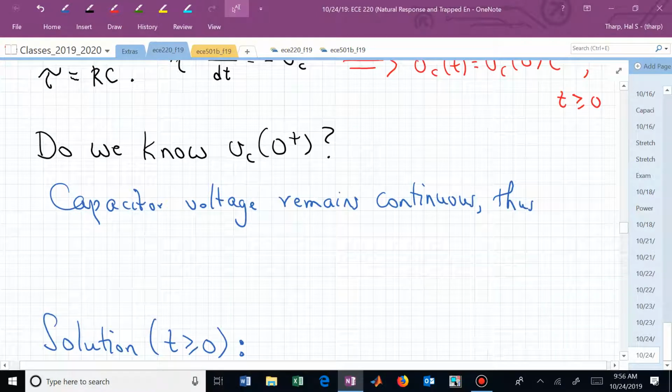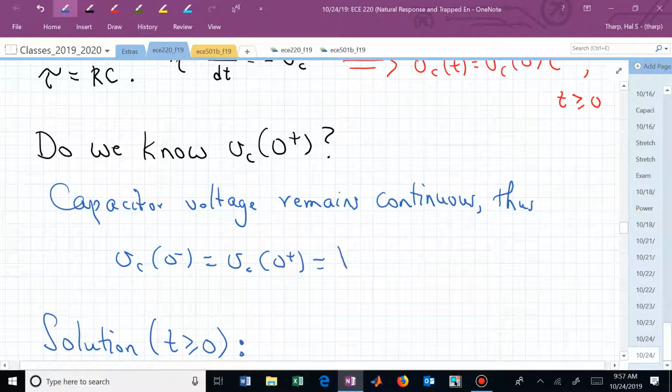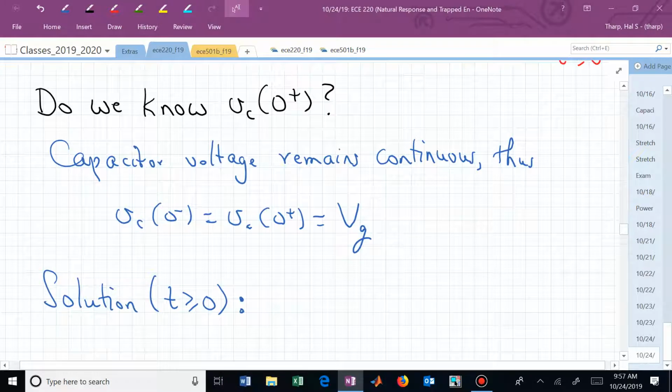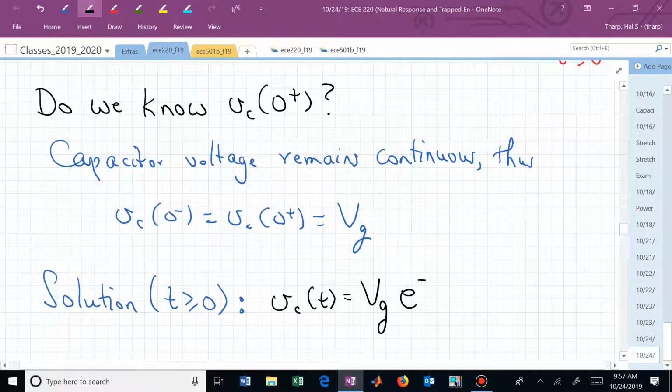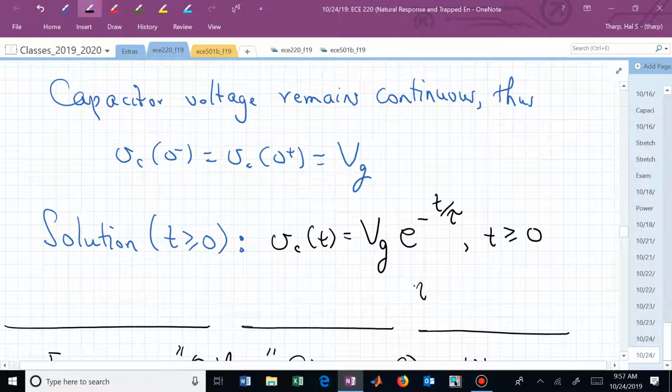Thus, we can say v sub c of 0 minus is equal to v sub c of 0 plus, which we solved just a minute ago to be v sub g. Therefore, the solution for t greater than or equal to 0 is now v sub g e to the minus t over tau, for tau equal to RC.